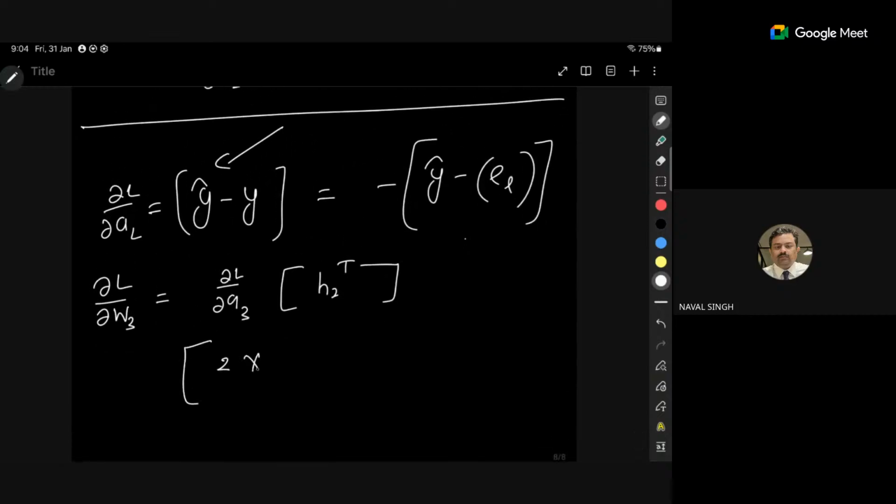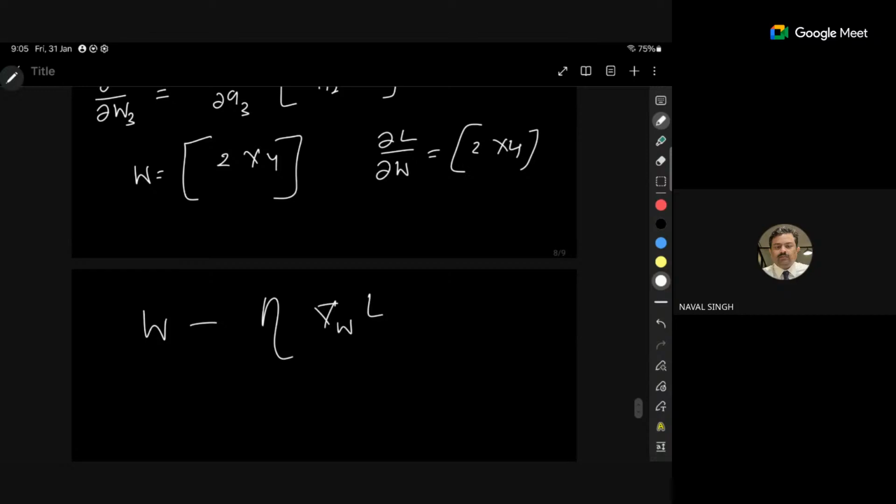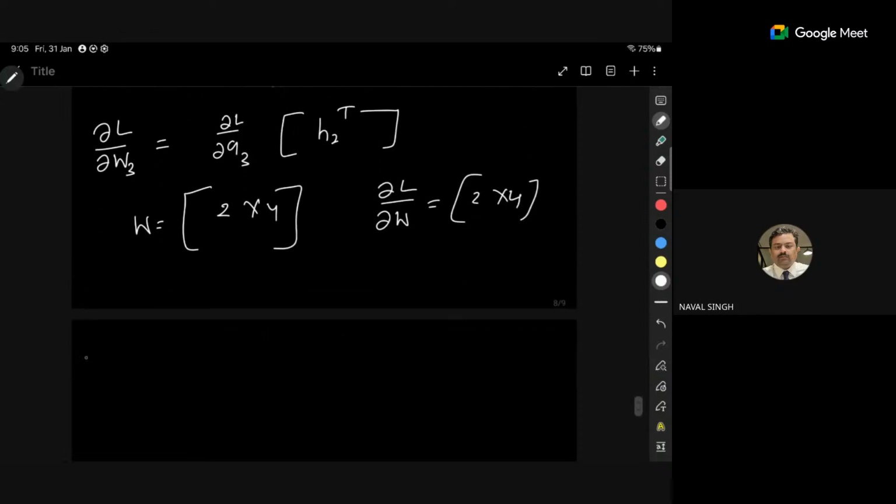Let's say your weight is 2 cross 4. Okay, weight matrix. If your del L by del W is not coming as 2 cross 4, then you are making some mistake, because we'll use W minus some learning rate times del W. If the shapes are not equal, then the subtraction cannot happen. So just remember that if it is 2 cross 4, then it has to be 2 cross 4. Fine. Yes, sir. Understood.